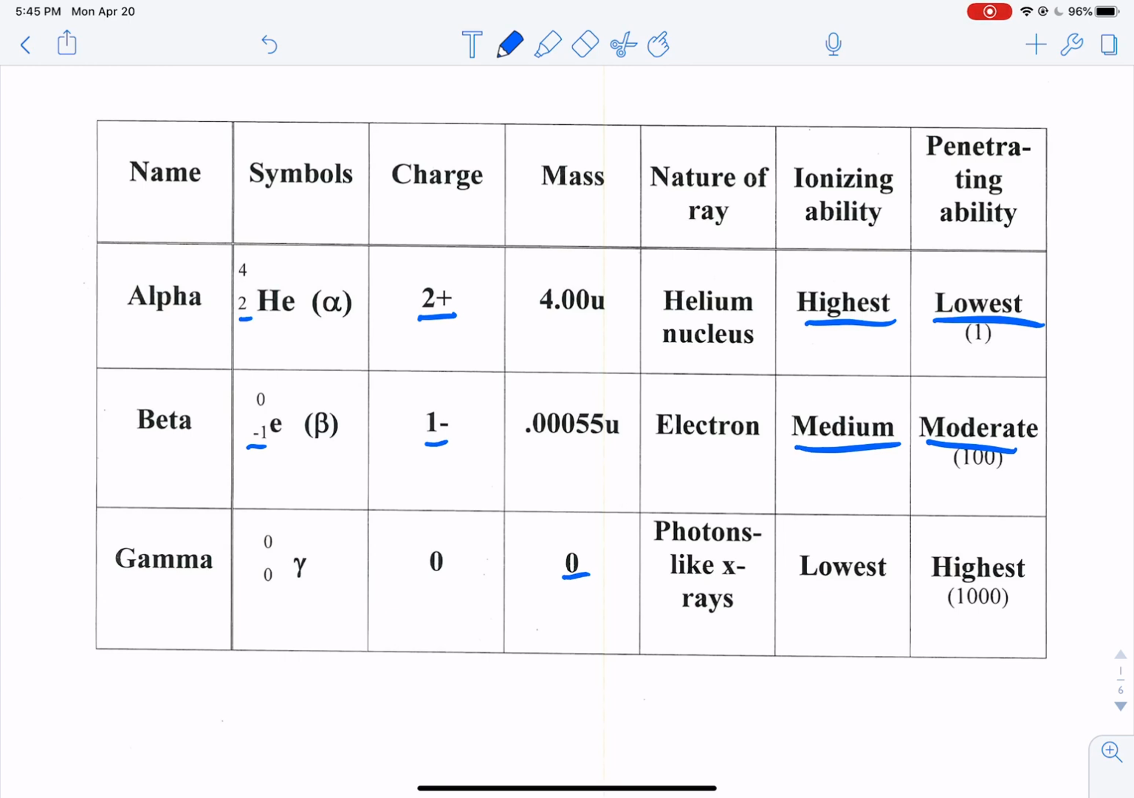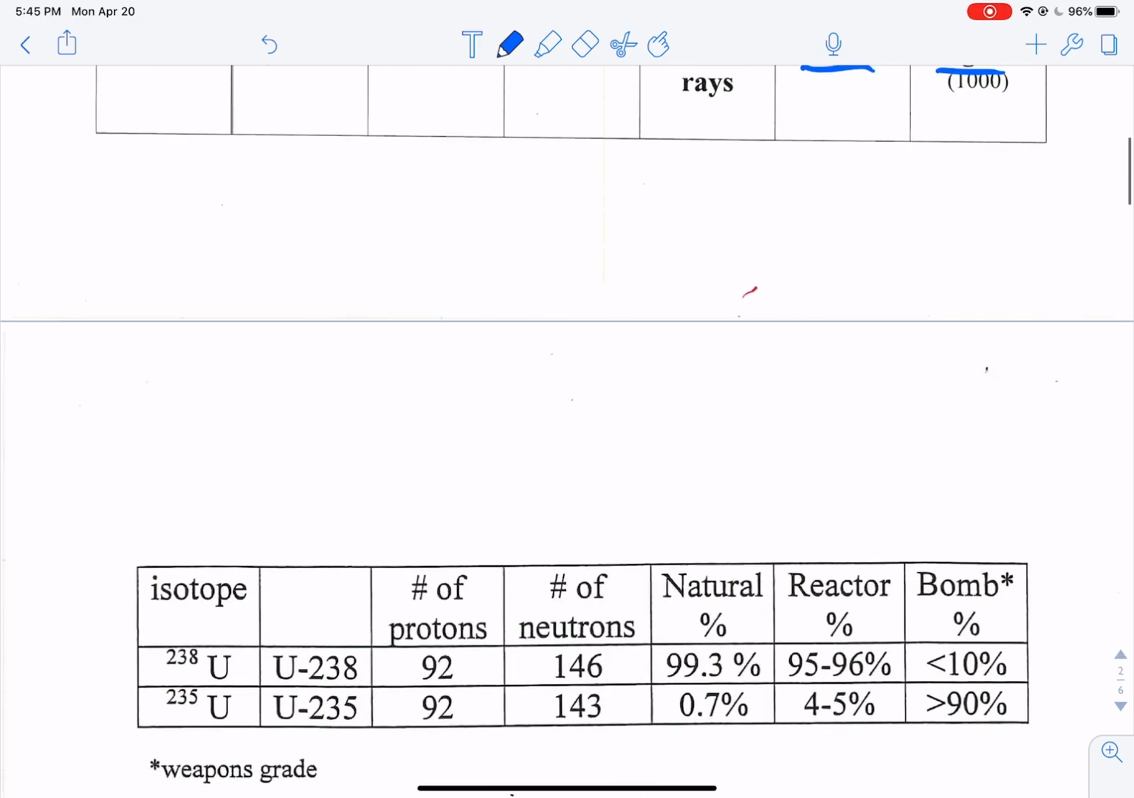And then gamma rays, which don't ionize much at all, can very easily get inside cells by a factor of 1,000 over alpha radiation. And of course, how would radiation get into your body in the first place? Ingestion, inhalation, which would be very damaging because it would get into your lungs, or injection through a cut or through a needle, something like that.